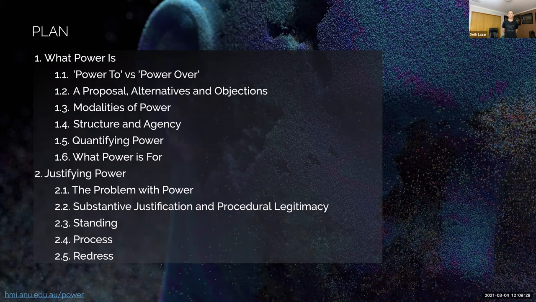So I'm going to first talk about the nature of power, then I'm going to talk about how to justify it. I'm going to go through my proposal, a few alternatives and objections. I'm going to spend a bunch of time talking about modalities of power and giving you examples from AI. And then hopefully there'll be time to talk about justifying power.